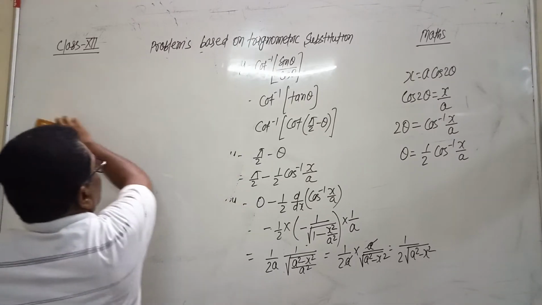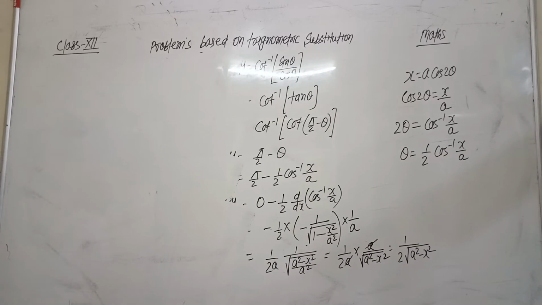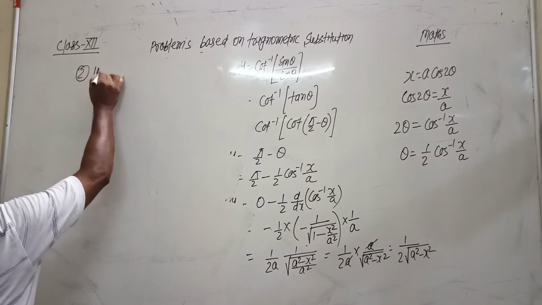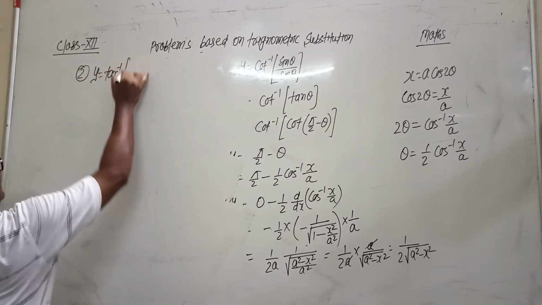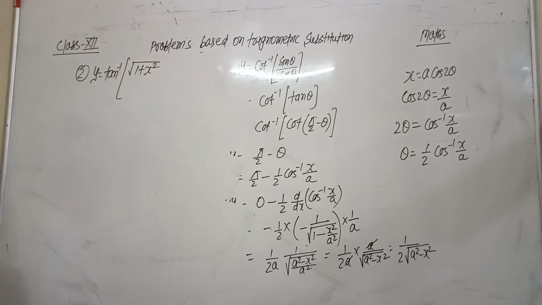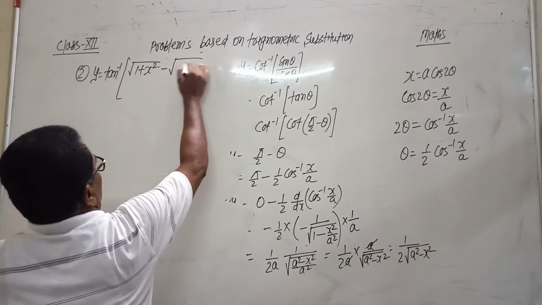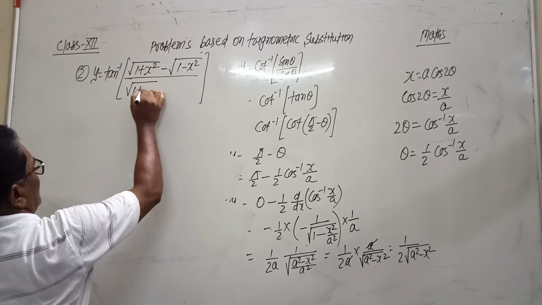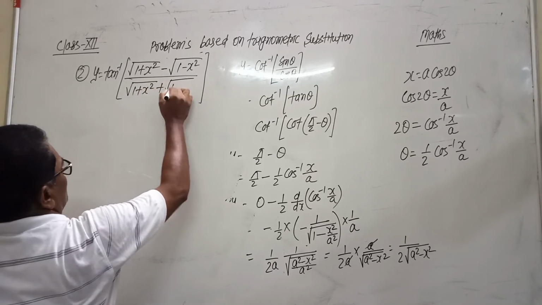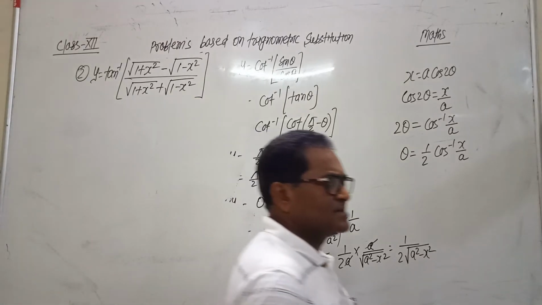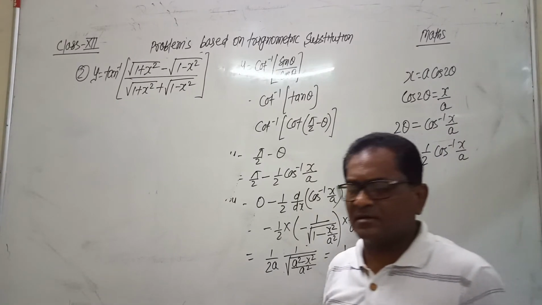The next question: y equals tan inverse of under root of 1 plus x square minus under root of 1 minus x square, upon under root of 1 plus x square plus under root of 1 minus x square. So this is the form 1 minus x square and 1 plus x square.